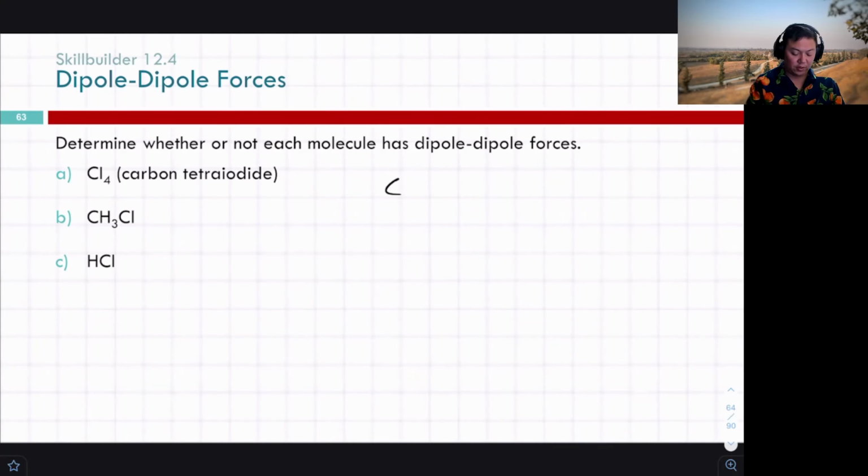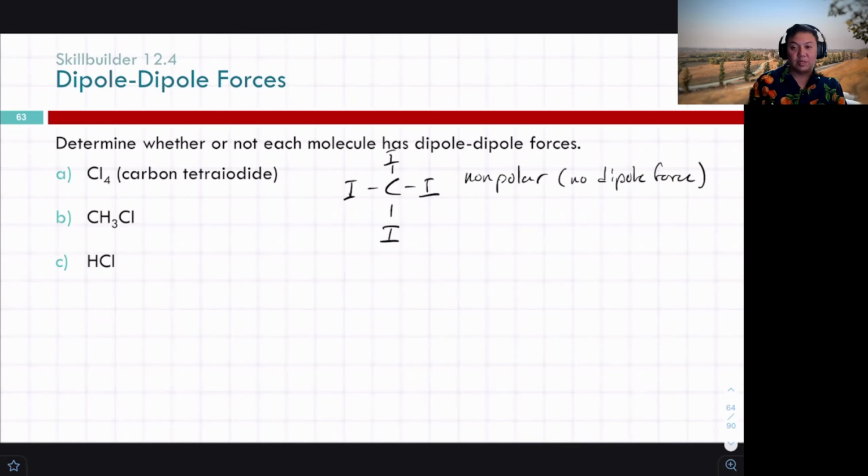So if we have, this one is carbon tetraiodide, so these are I's. Because this carbon atom has all of the same atom attached to it, and it doesn't have any lone pairs, that's going to be nonpolar. So no dipole force. Dipole-dipole forces only exist in polar molecules.